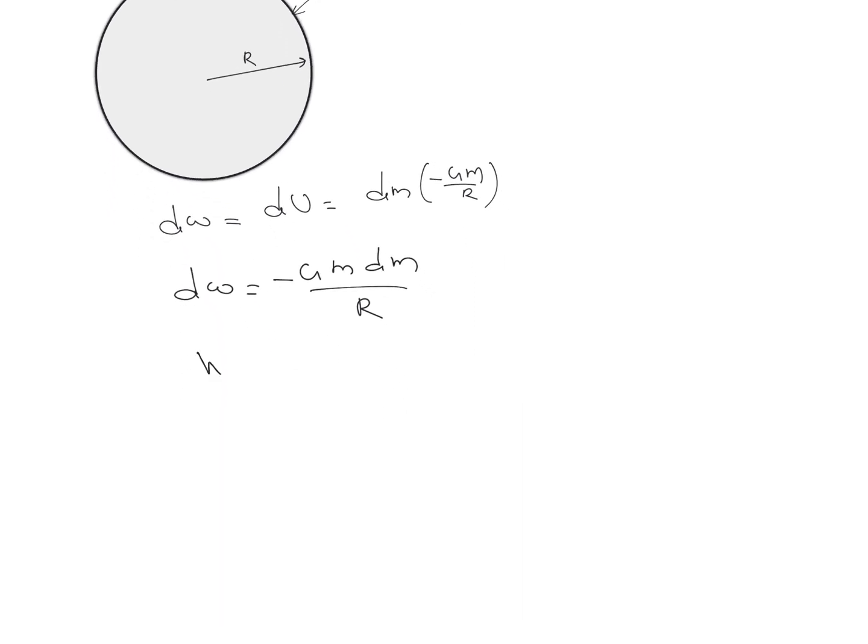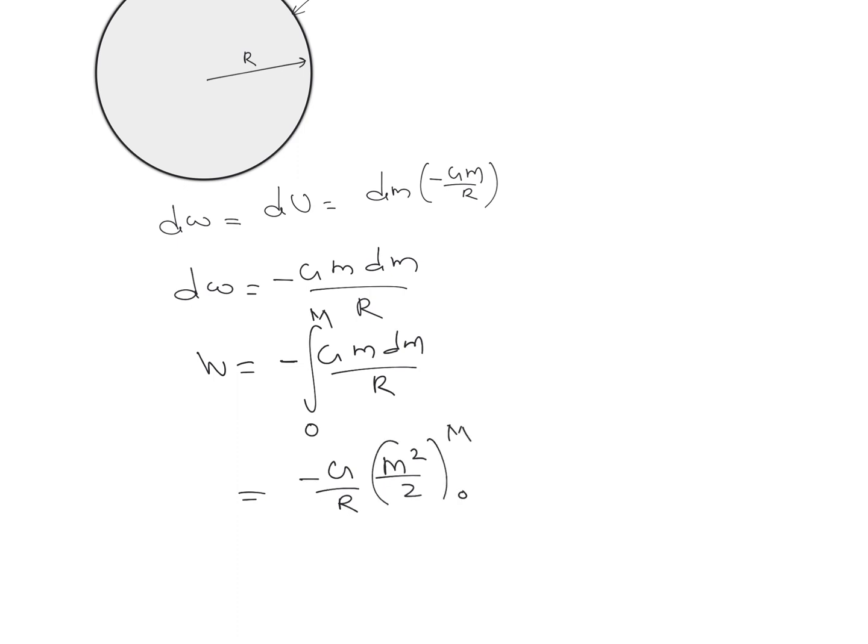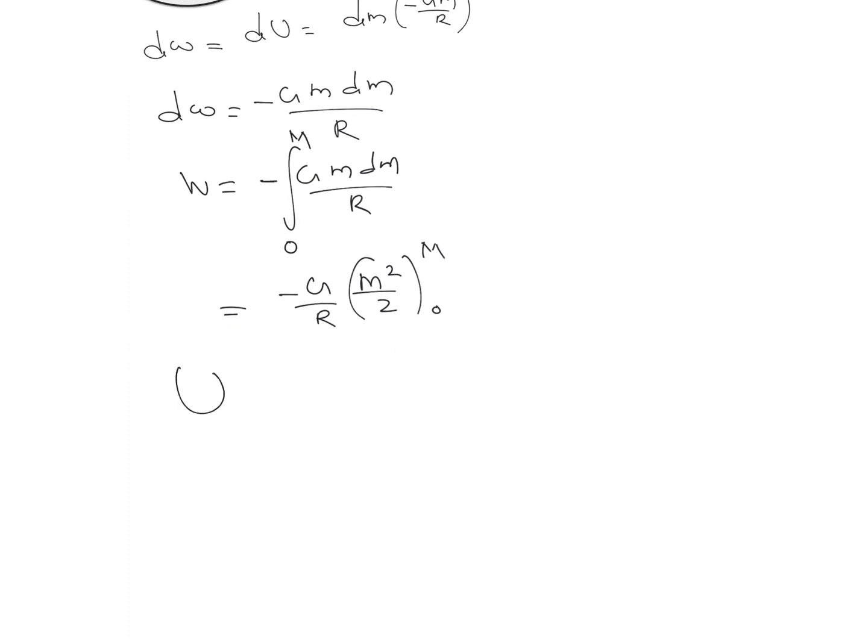To find the total work done to change its mass from 0 to M, we put an integration symbol: the integral of Gm dm divided by R, integrated from 0 to the total mass M. G is a constant and R is a constant. The integral of m is m squared divided by 2, with the limit changing from 0 to M. So the gravitational self-energy of a hollow sphere is equal to minus GM squared divided by 2R.